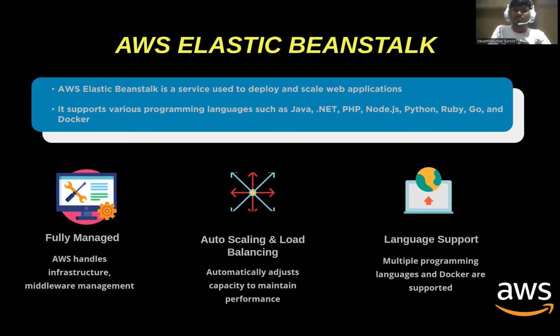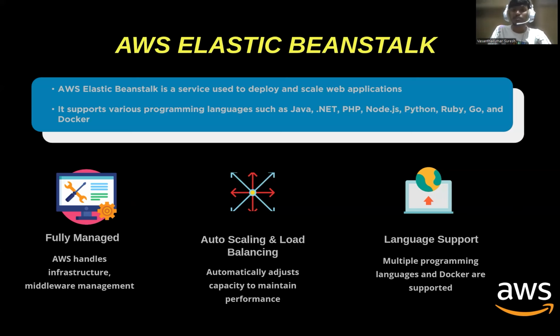Let's see some key features. It's fully managed, and AWS takes care of infrastructure and scaling. Auto scaling and load balancing make your app automatically adjust to handle different traffic loads. It works with multiple programming languages and Docker, and tracks information using AWS CloudWatch. With these features, you don't need to be a cloud expert to deploy an application.